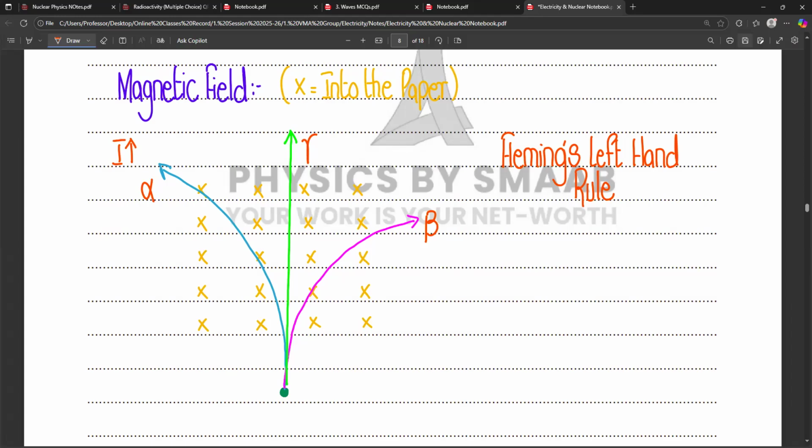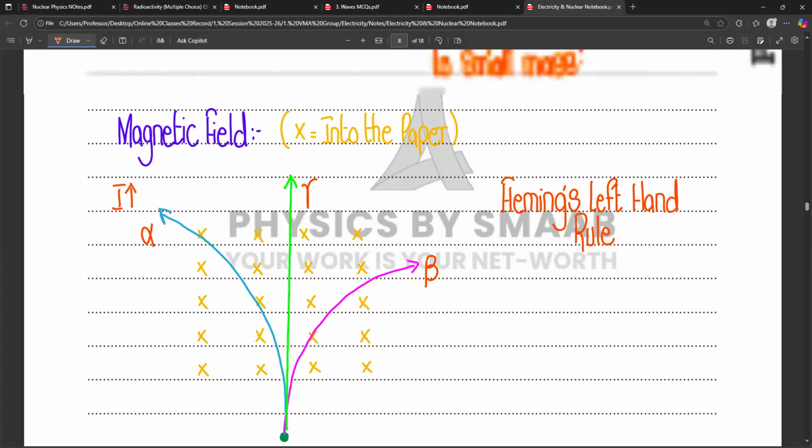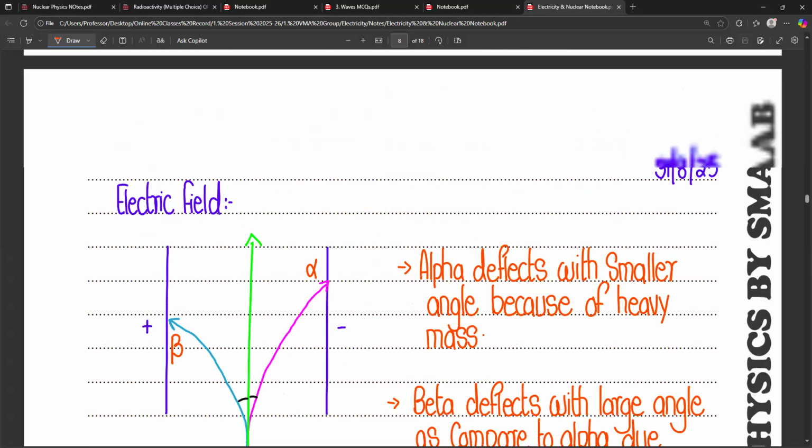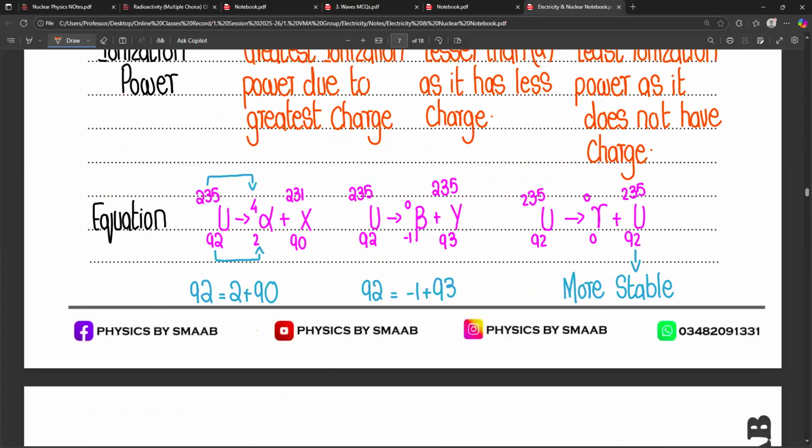Now, in this chapter, we started the concept of radioactivity. Radioactivity means emission of particles or emission of energy from an unstable nucleus, right? We also discussed the equations for alpha, beta, and gamma, how to write the proper equation in the case of alpha, beta, or gamma. So this is the scenario.